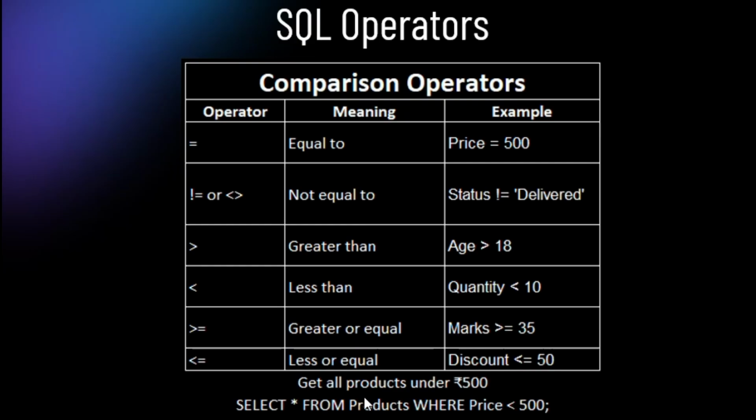So this is the query which has been asked. Get all products under 500. Don't worry, it's very simple to write. Allow me, I'll read this query in statement form so that you're able to understand. What has been asked? We need to get all products under 500 rupees.